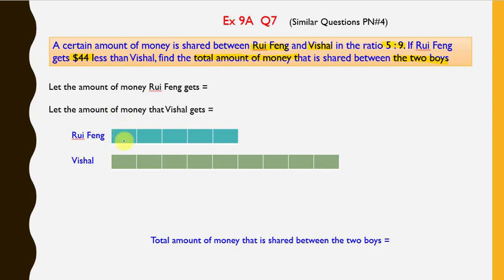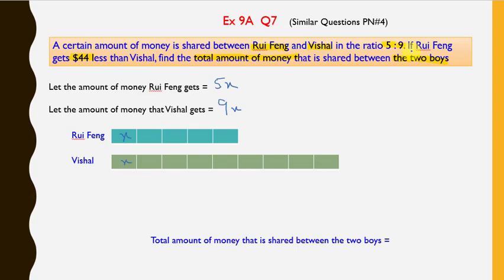Okay, let's suppose that this 1 square box is equal to x, and as there are 5 units for Rufeng, it will be 5x. And for Vishal the ratio is 9 units, so we will write it like 9x. As we represent one box by x, for 9 units it will be 9x.